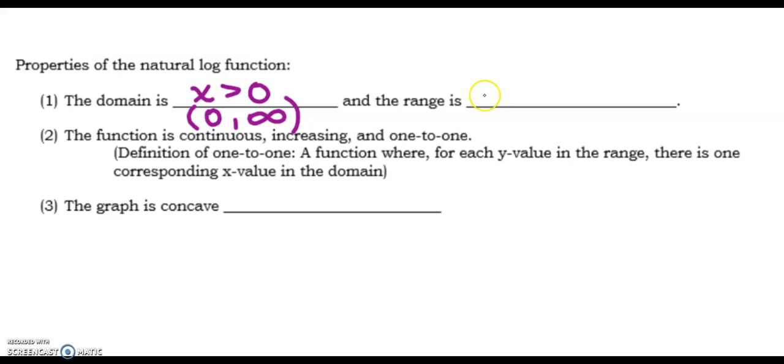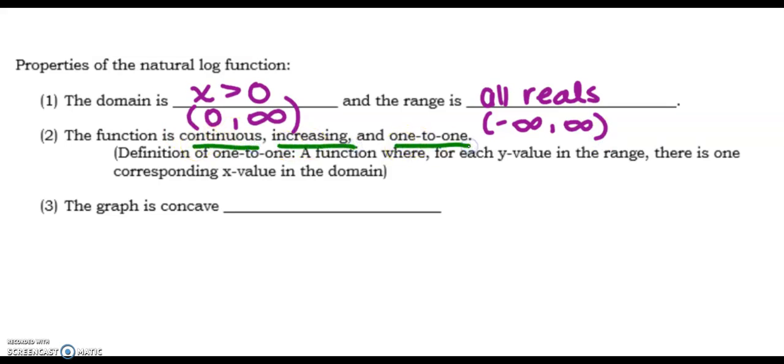The range is going to be all real numbers, which would be from negative infinity to infinity. This function is continuous, increasing, and 1 to 1. So 1 to 1 is a function where for each y value, there is only one x value in the domain. An example of something that's not 1 to 1 would be a parabola, because for the output of 4, for a y value of 4, you could have had an input of 2 or an input of negative 2. So that would not be 1 to 1. But our natural log function is 1 to 1.